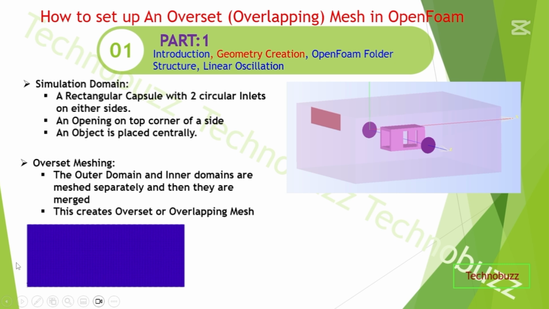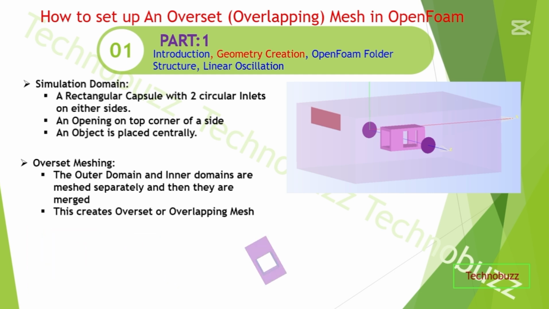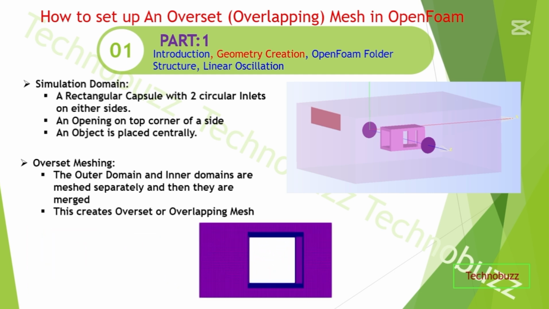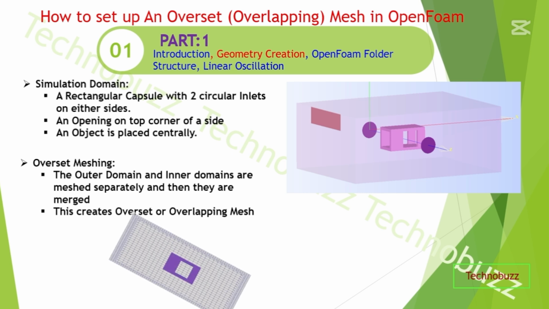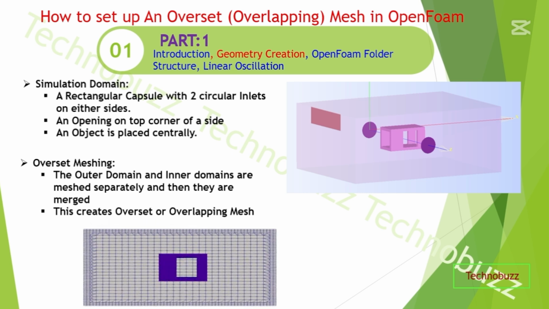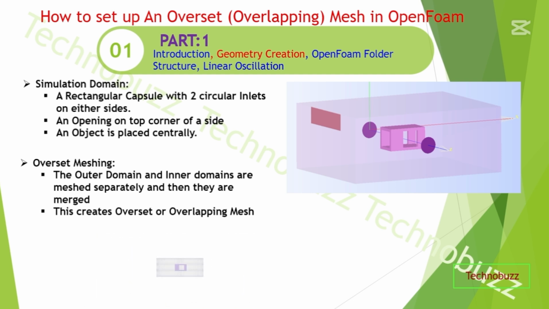This is the cross section of the outer mesh, which can be named the background grid. This is the inner grid, which is termed the on-body grid. Now, after merging, the final overlap mesh can be seen like this. It can be observed that both the grids have their own refinements.